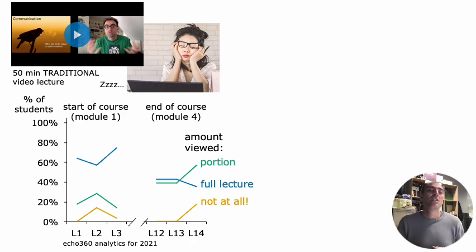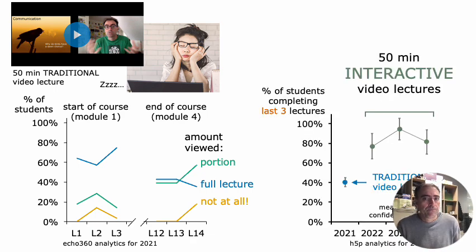only 2/3 of them would watch the entire lecture through to the end. By the last 3 lectures, I'd be lucky to get half of the students watching those lectures at all, right? So that is a massive disengagement. They're just not engaging with a pre-recorded traditional video lecture. And this is very reminiscent of what it's like in person as well. Students are just not turning up.